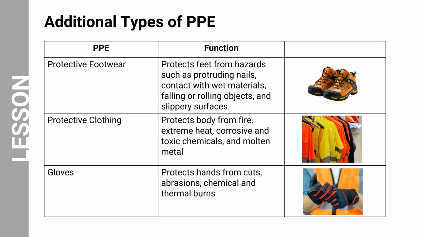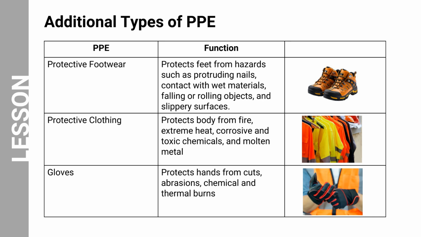In addition to head and face protection equipment, certain other PPE can be used to protect a worker's body parts from hazardous environments, such as footwear, protective clothing, and gloves. Protective footwear should be worn if there are potential hazards such as protruding nails, contact with wet materials, falling or rolling objects, and slippery surfaces. Also, leather shoes effectively protect a welder's feet from stray drops of molten metal. Steel toe boots are recommended for workers at risk of falling heavy objects in the workplace.